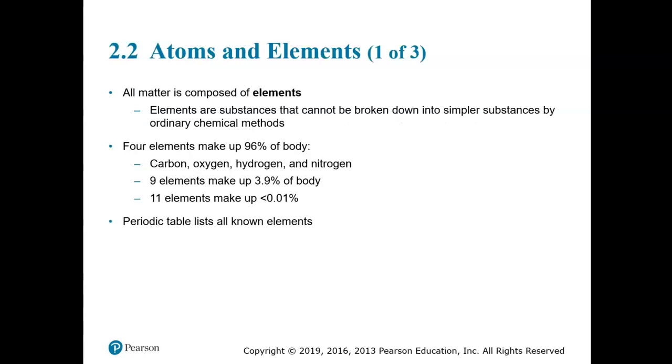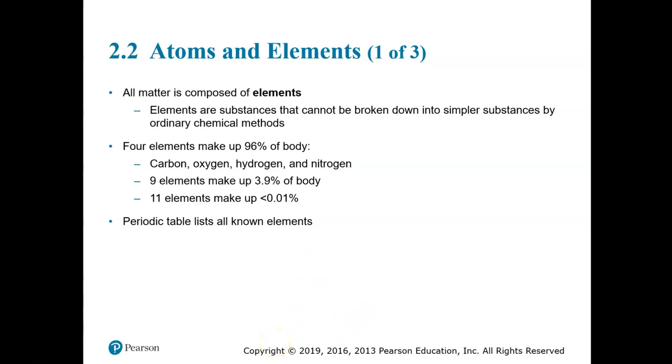Now, moving on to section 2.2, we use a lot more of this information in biology and A&P. So all matter is composed of elements. These are the pure substances that you find on the periodic table. They can't be broken down into simpler substances. And the smallest particles of elements are atoms, which we'll find on the next slide, I think.